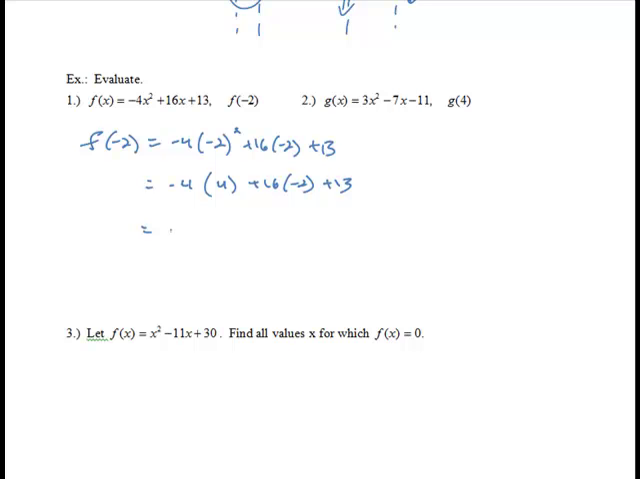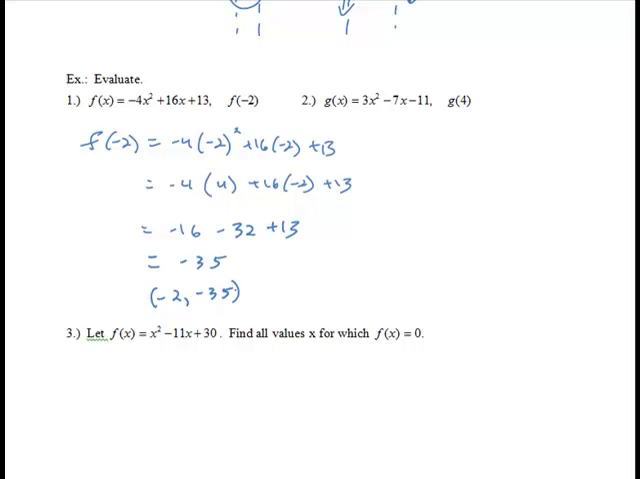Multiplication, negative 4 times positive 4, negative 16. 16 times negative 2, negative 32, plus 13. Simplifies to negative 35. So when x is equal to negative 2, y is equal to negative 35. For that one input, we get one output. And it's still a solution to the equation, so it's still a point on its graph. The parabola would cross through the point negative 2, negative 35.